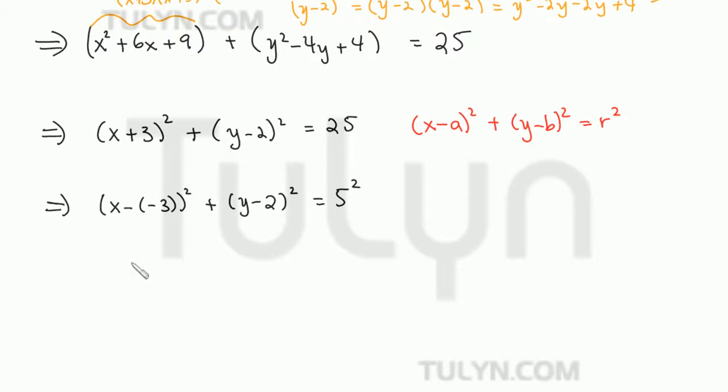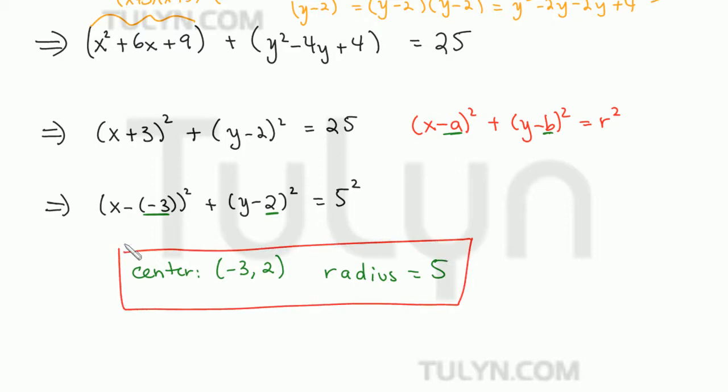So now the center, let's pick a nice dark green for this. So the center is a comma b, right? So in this case, it's negative 3 comma positive 2. And the radius is 5. So that is the center and the radius for our circle.